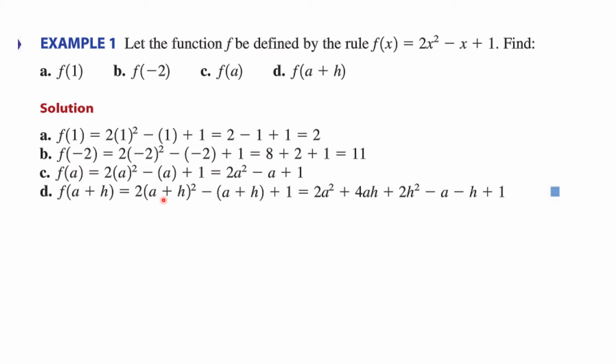So it's going to be 2 times (a plus h) whole squared minus parentheses a plus h, plus 1. You have to simplify that by squaring this, distributing the 2, distributing the minus sign, and at the end of that you will get this as your answer. We will be doing this quite a bit as we go on, so make sure you understand that one for sure.